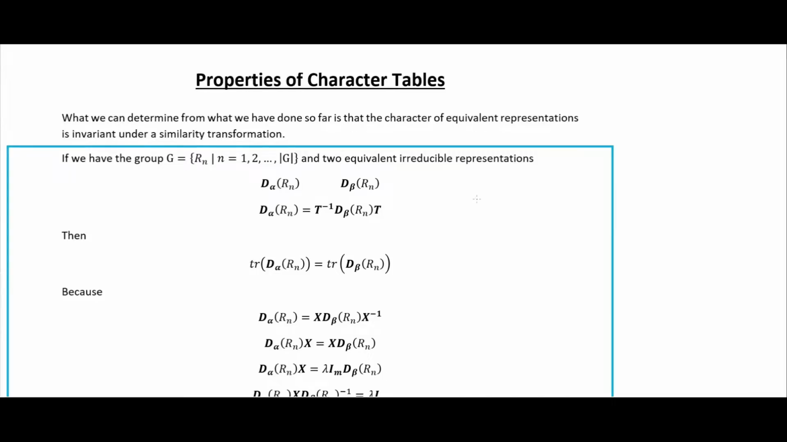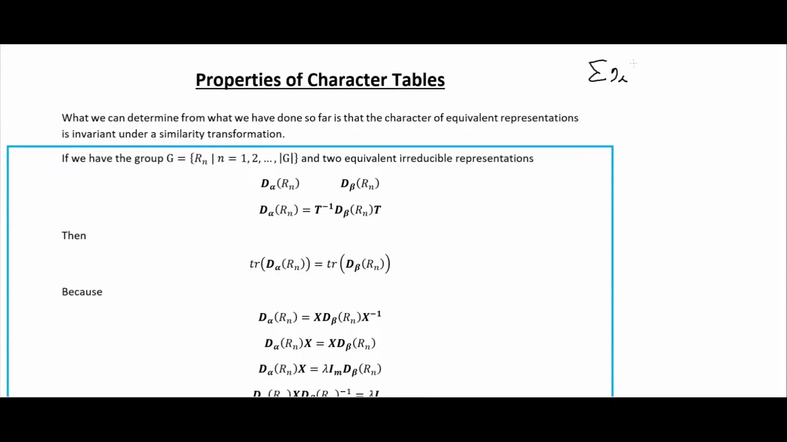In this video, I'm going to take a closer look at the properties of the character tables. These are the properties of the character tables that I used in previous videos to derive the character tables. The properties were things like the sum of the dimension of each of our irreducible representations, which we'll call G alpha.